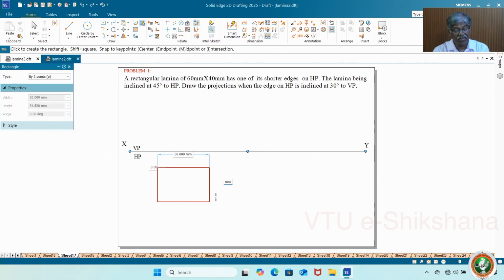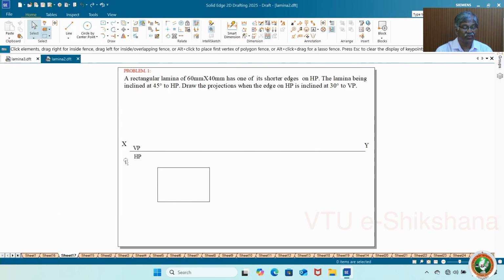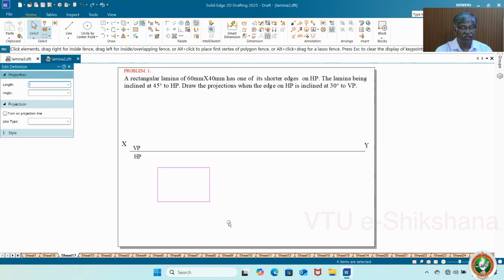Check twice. See that this particular line is perpendicular. So this is how you create a rectangle. Now dark this figure because this is the top view. Okay, you must keep this. Maintain 0.5.